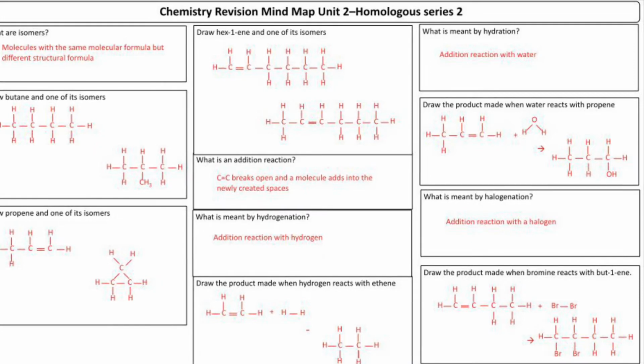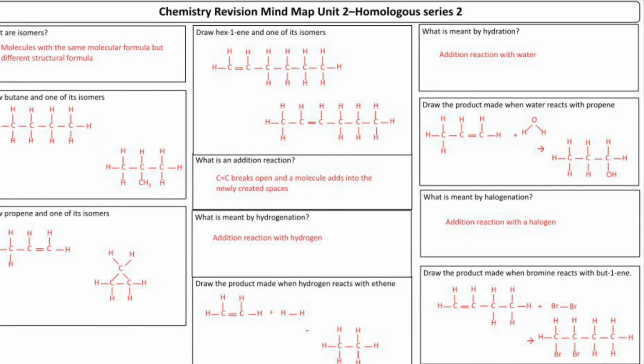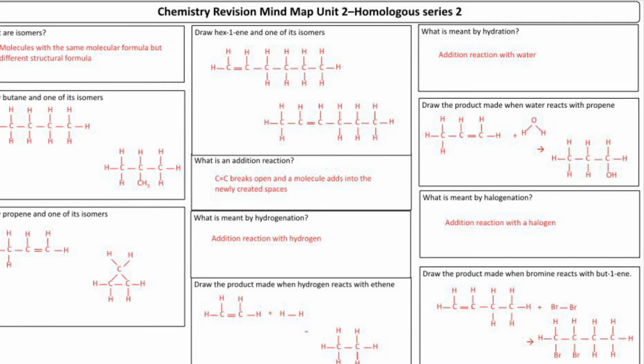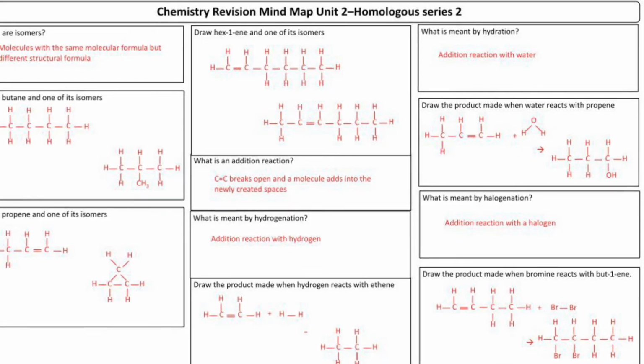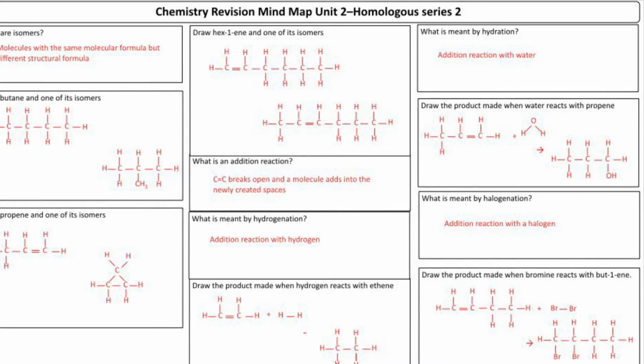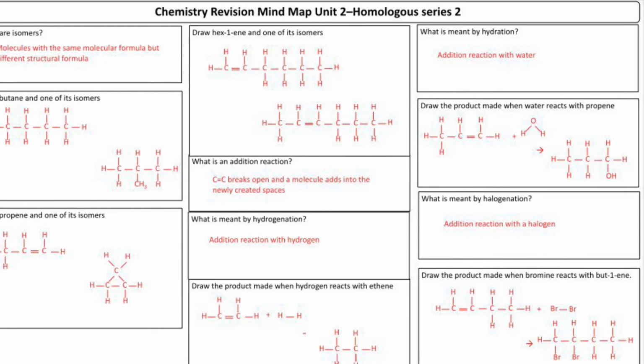We'll then start thinking about addition reactions. In an addition reaction, the double bond is broken and a molecule is added onto those broken bonds. So hydrogenation, that is where it's done with hydrogen. You can see there as an example.